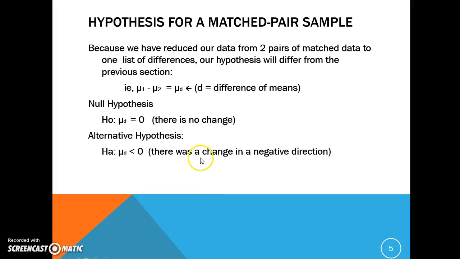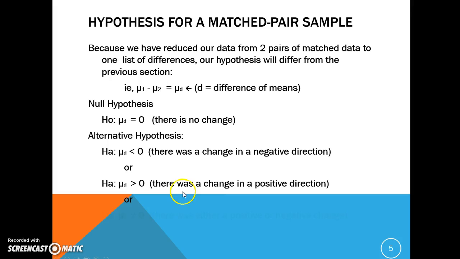Alternative would be that there's a change in the negative direction, or change in the positive direction, mu sub d is positive, greater than 0. Or not equal to 0, so there was one or the other change above or below.